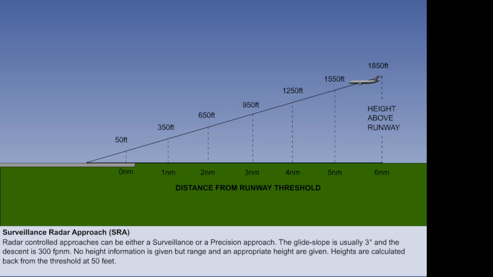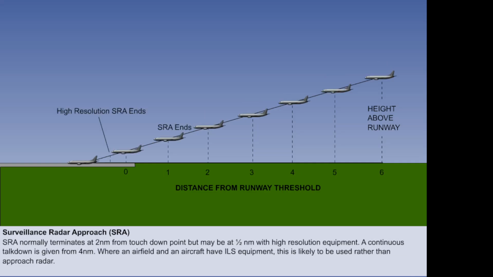The heights are worked backwards from 50 feet above the threshold, which is the reference point. This would put the aircraft at 0 feet at the touchdown point. So, at 6 nautical miles from the runway, the aircraft should be at 6 times 300 plus 50 feet. That is 1,850 feet above the runway.